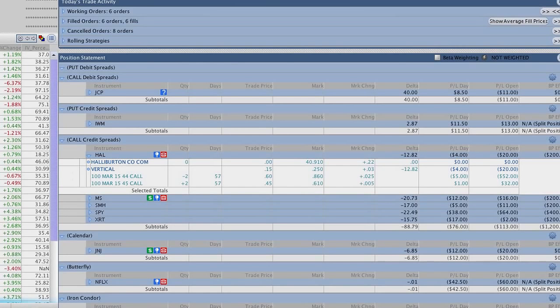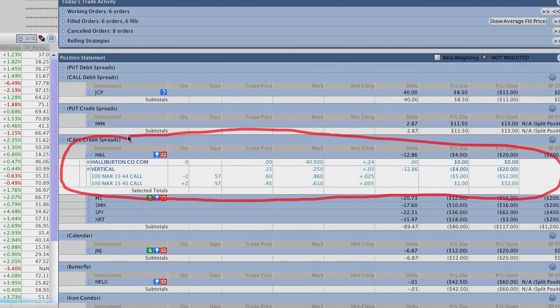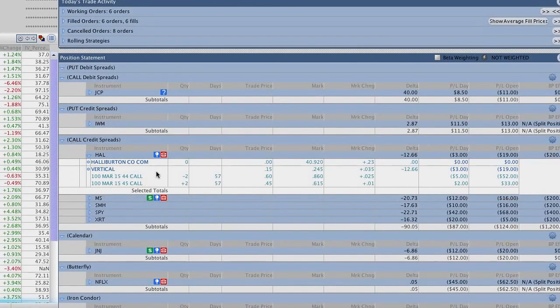So on our broker platform here at Thinkorswim, you can see I've opened up this trade in Halliburton, and we had sold a credit call spread above the market that's currently a little bit against our position. So the stock is rallying a little bit. We have the 44-45 call spread above the market, and the stock right now is trading at almost 41. So it's starting to lose just a little bit of money. We're down about 19 bucks on this trade overall.